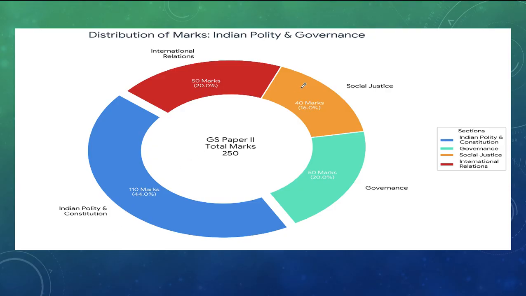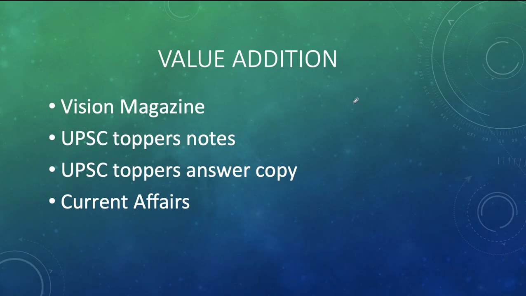And you know very well the importance of social justice in our syllabus. The first major priority in GS Paper 2 should be given to Indian polity and constitution, then move on to the governance syllabus. Then you can come to IR, and finally you can end the GS Paper 2 preparation with social justice because here only 40 marks out of 250 are asked. And this plays a very minimal role, our last priority in the GS Paper 2 preparation. But value addition is going to be very, very crucial.